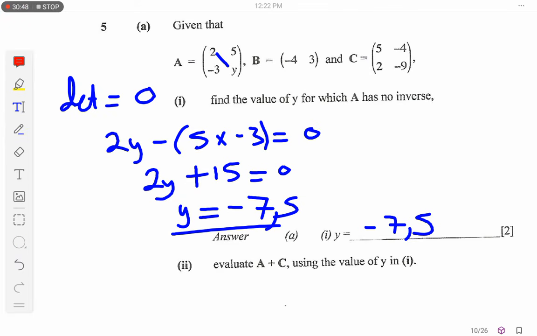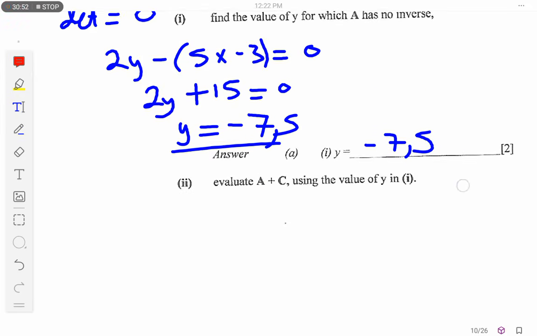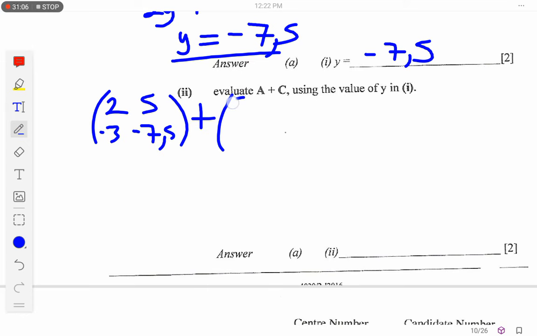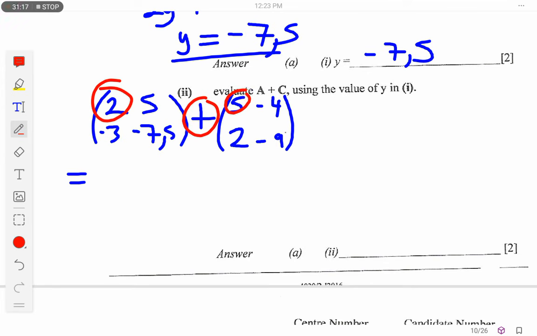It's asking us to add A and C. So adding A and C, for our A we can now use the value that we have calculated. We have 2, 5, minus 3, and minus 7.5. Plus C values, they are 5, 2, minus 4, minus 9. So we add corresponding entries, 2 plus 5. That's what we do. So we get here 7.